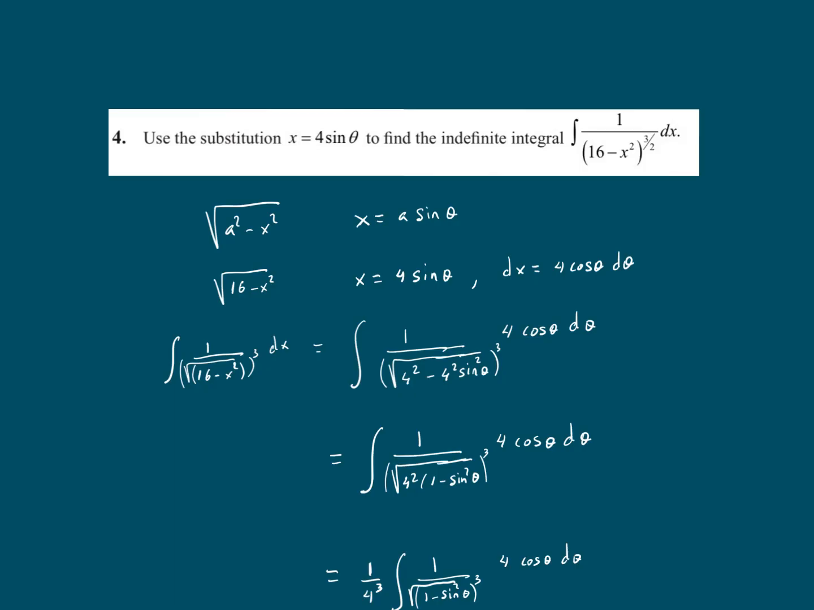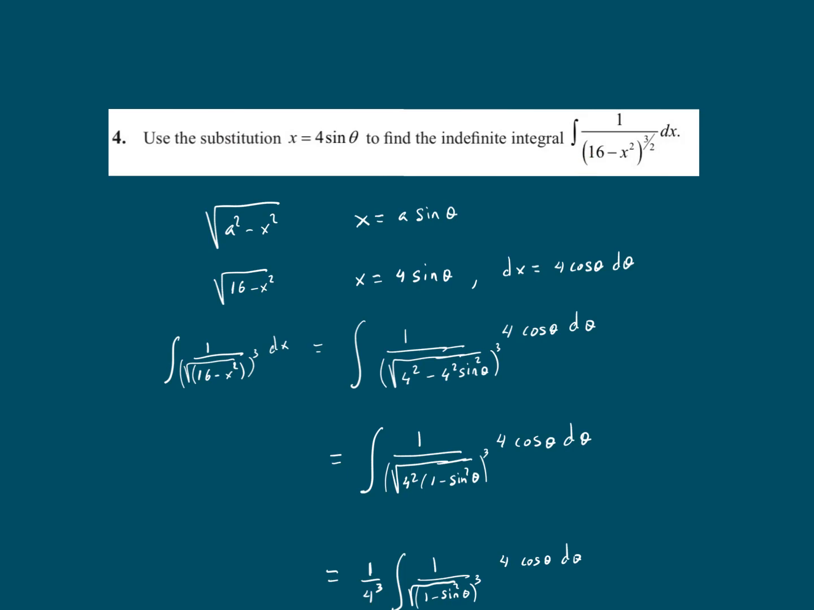So now use this substitution directly. They say what is the substitution. Wherever you find a square root of a squared minus x squared in this form, you use the substitution x equals a sine of theta. In this case, the a is the 4. So let's try to do it.